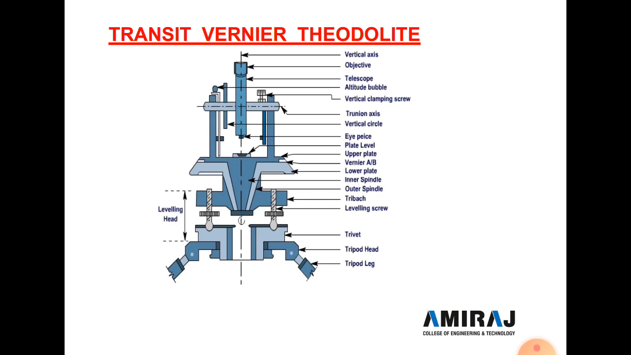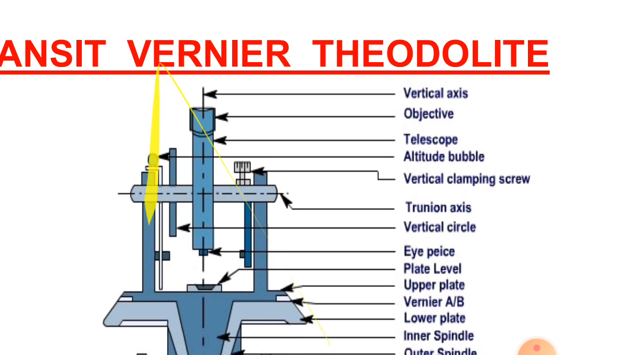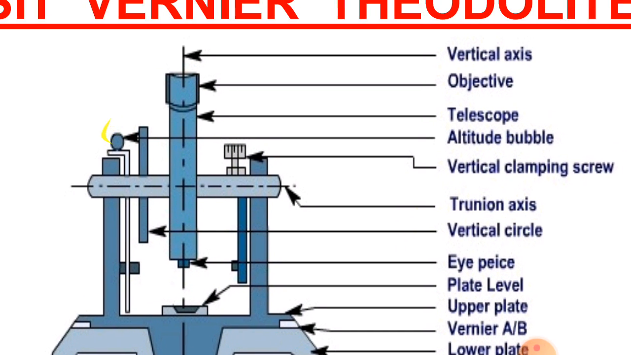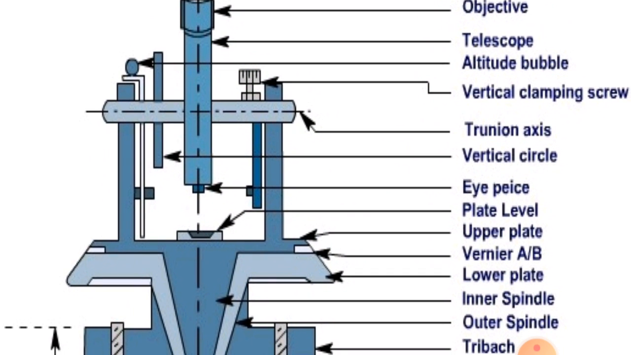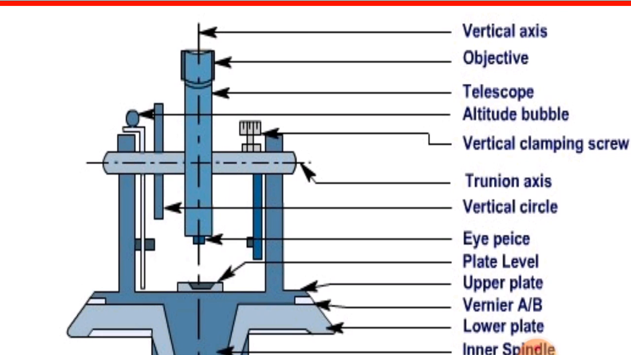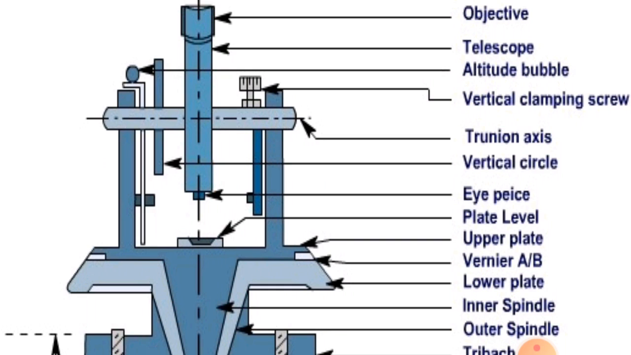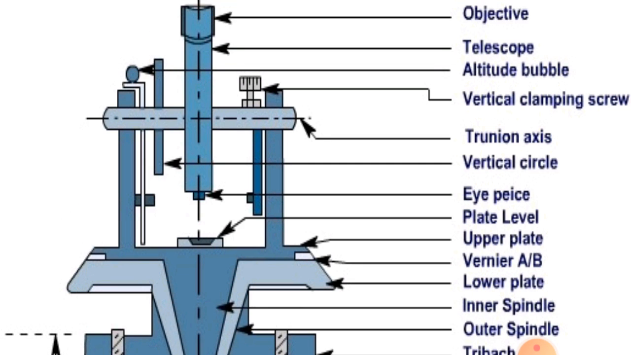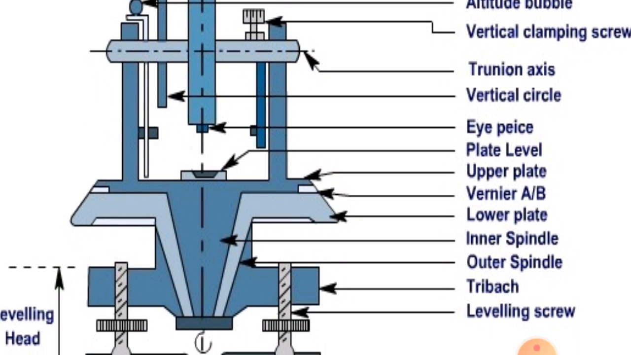Now next is the transit vernier theodolite. Here the parts of the theodolite are usually seen, and one by one we discuss them. Here is the vertical axis, the objective, then the telescope, the altitude bubble tube, and the vertical clamping screw for adjustment. The trunnion axis is the horizontal axis on which the telescope rotates. The eyepiece is the eye vane through which we see easily. Then the plate level, a horizontal plate level provided on top of the instrument. Next is the upper plate. There are two plates, the upper plate and the lower plate. The upper plate and lower plate can be rotated with each other through 360 degrees, and vernier A and B.